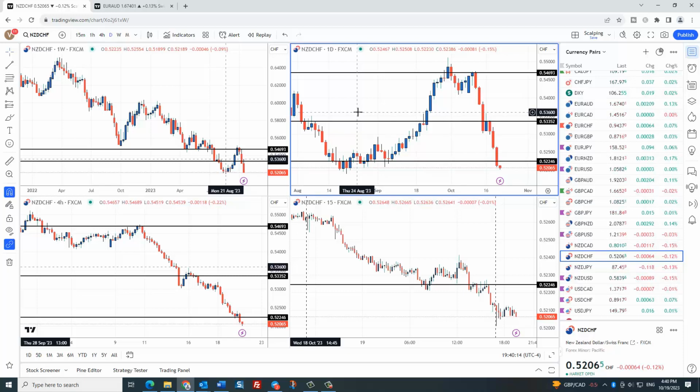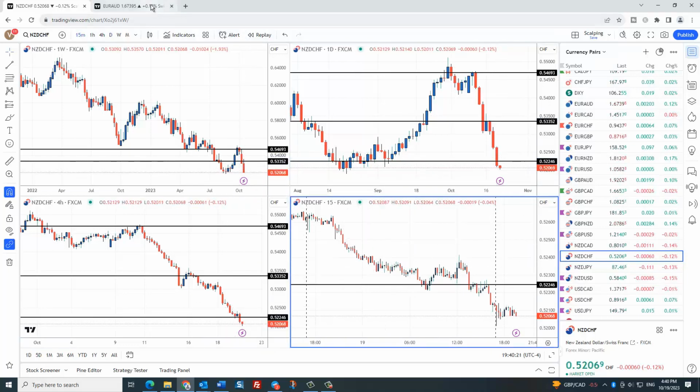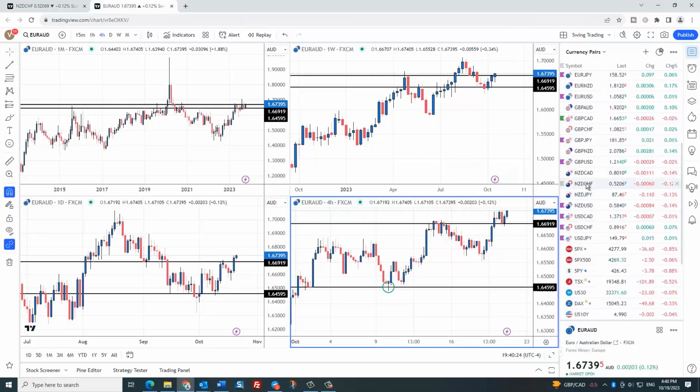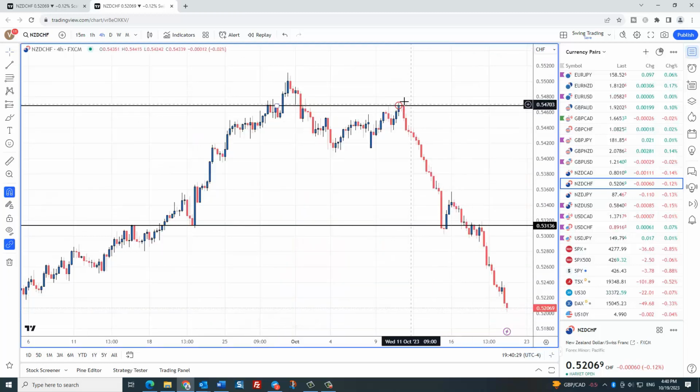And I want to show you this one here. This is the best trade of the month. It was on the New Zealand Swiss pair. He pointed this one out, as always, in advance. Let me go back to my other longer term chart template here. New Zealand Swiss. So if I look at the 4-hour chart, this is where he pointed out to sell. Like, how accurate is that?